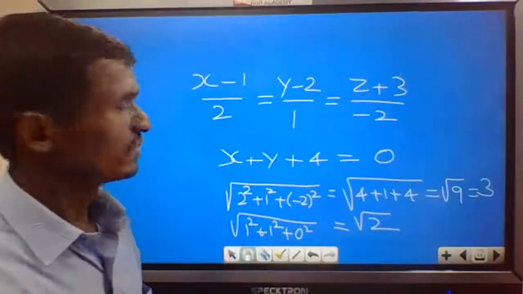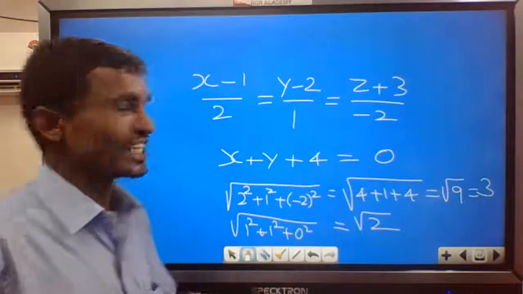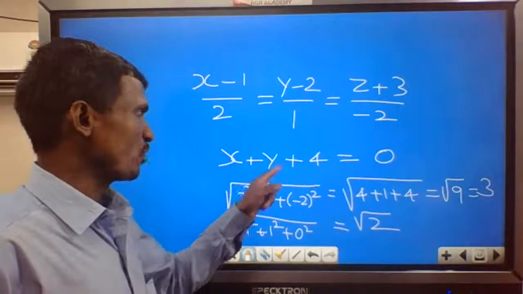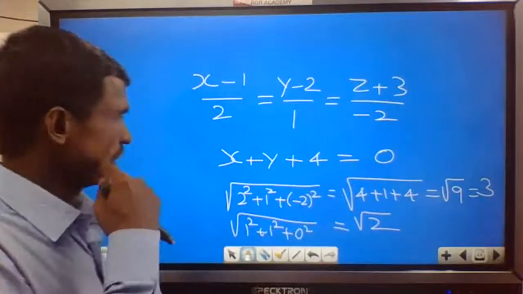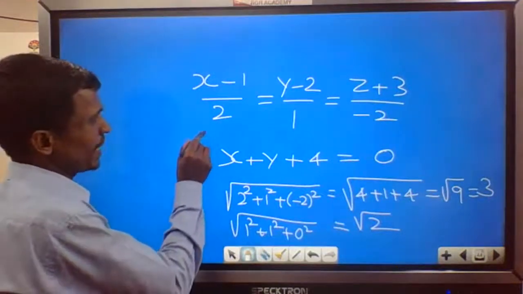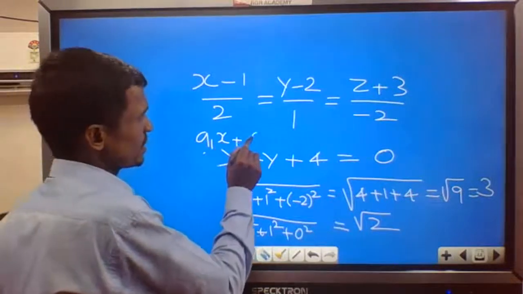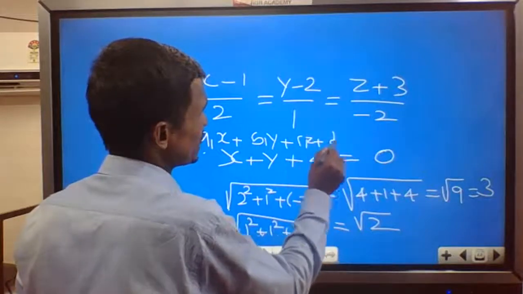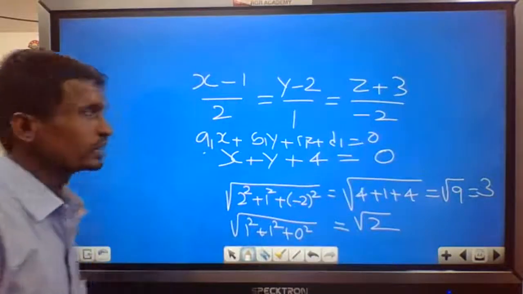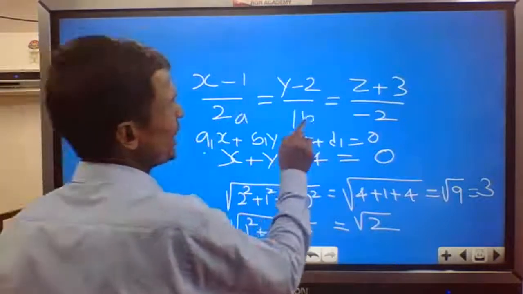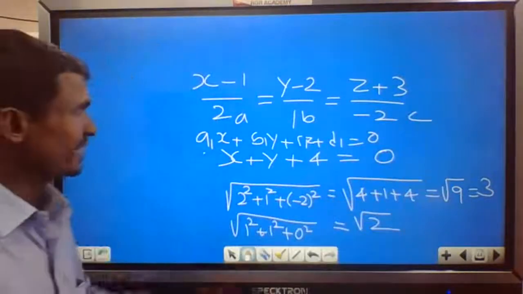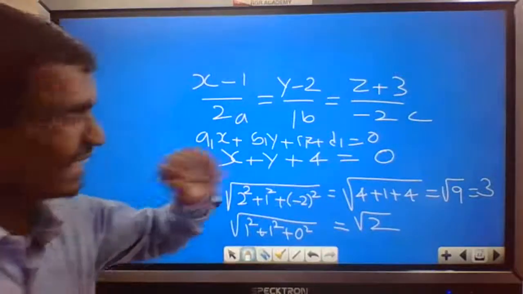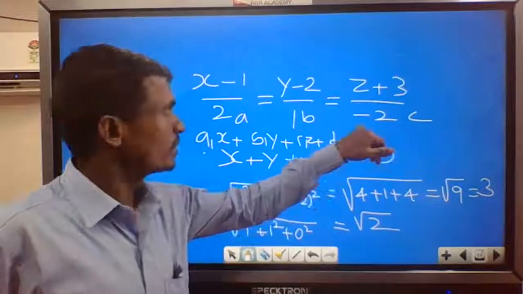The first thing: 2, 1, −2. That is called a, b, c. And x + y + 4 = 0 compared to a1x + b1y + c1z + d1 = 0. Here a, here b, here c. The a equals 2, b equals 1, c equals −2.